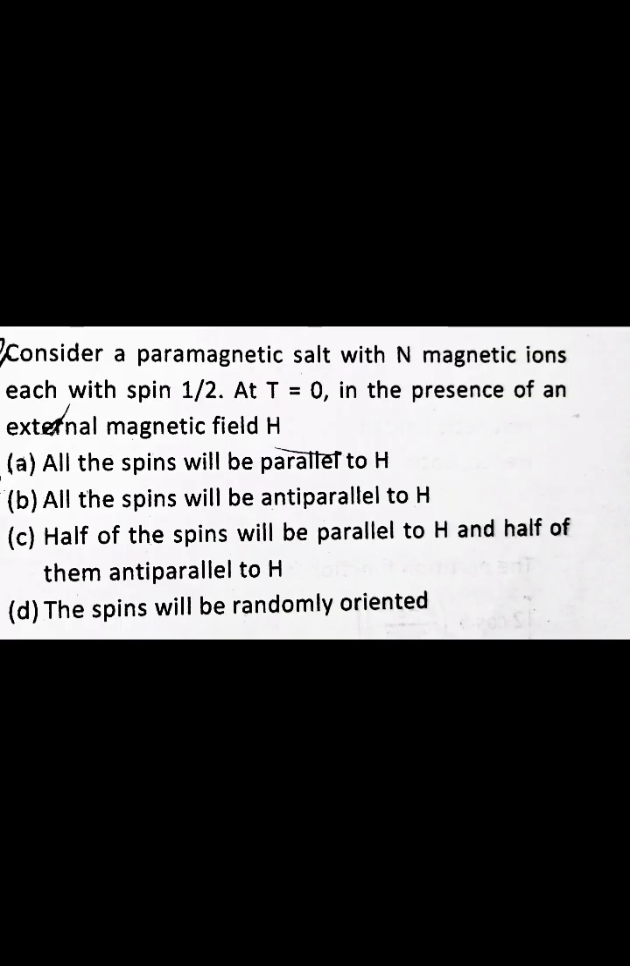Next question is, consider a paramagnetic salt with N magnetic ions each with spin half at T = 0 in the presence of an external magnetic field H. At T = 0, all spins will align along the direction of the applied magnetic field. So the answer is option A.